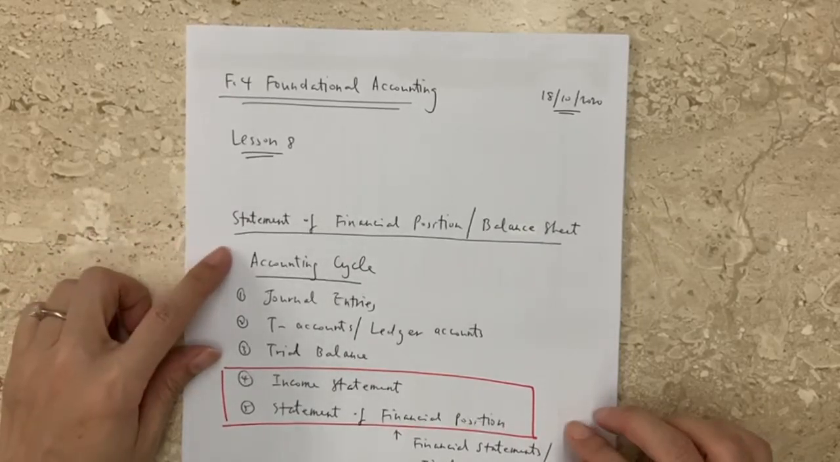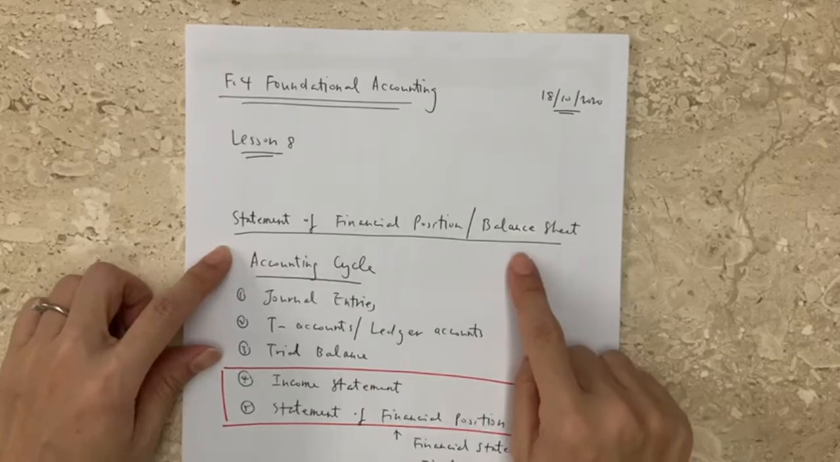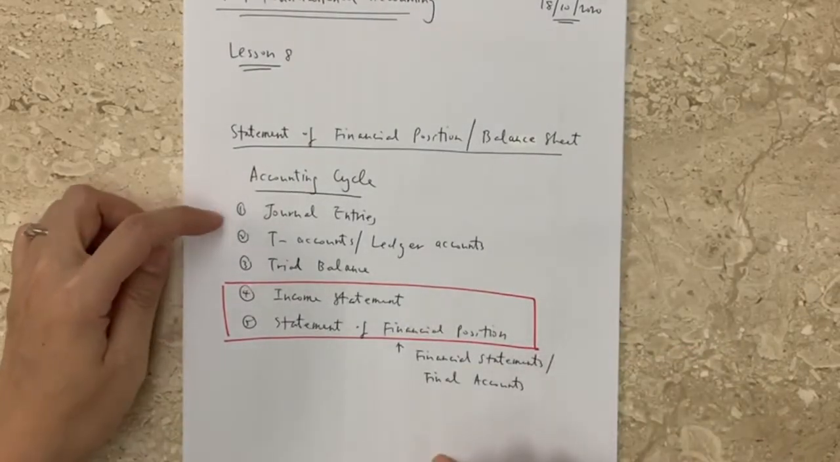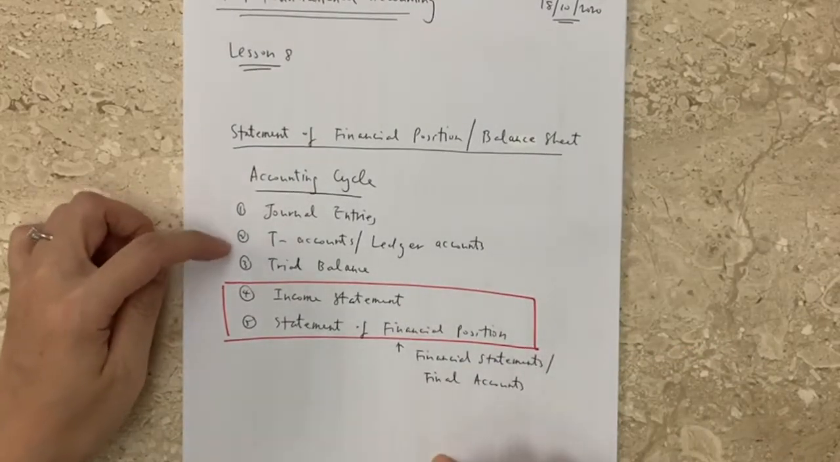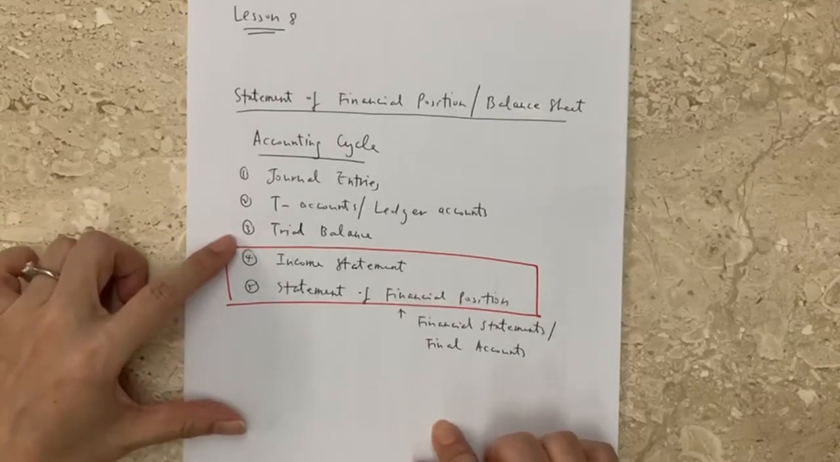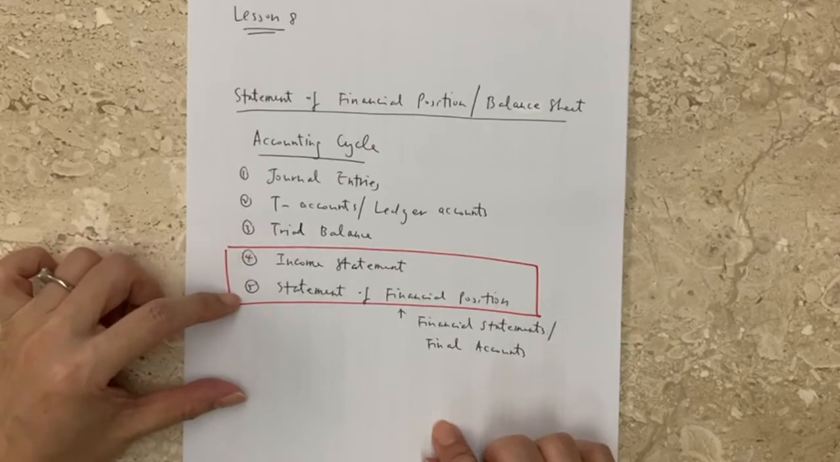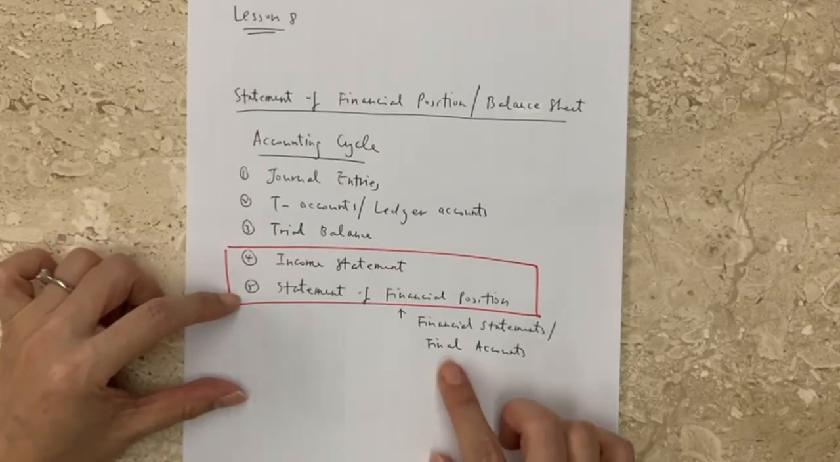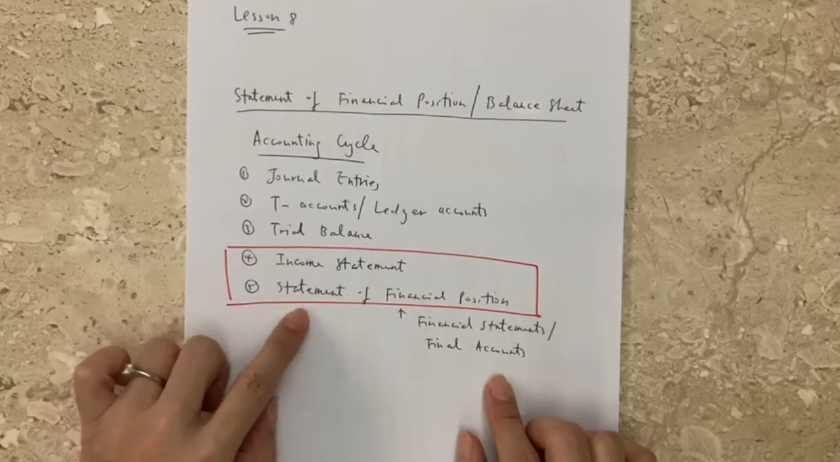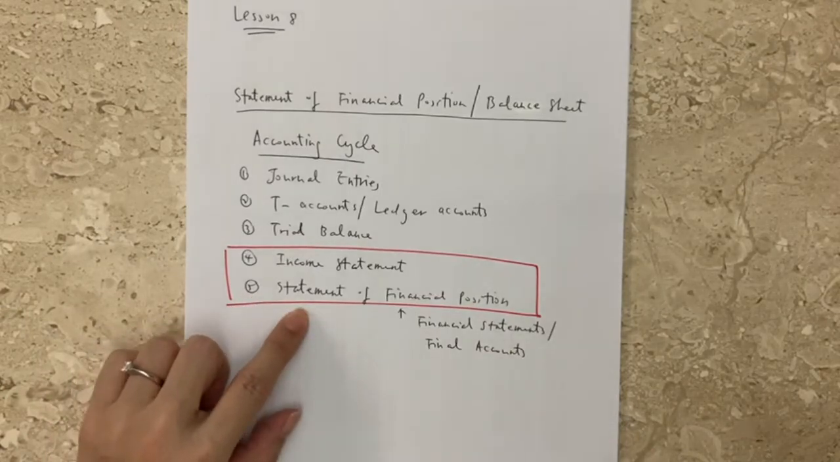Today's lesson is about statements of financial position, or in the old syllabus, we use the name balance sheets. Okay, so here again we have the accounting cycle. Step number 1, journal entries, and then we do posting into the T accounts. And next we have the trial balance, and 4 and 5 are the financial statements or the final accounts. Now today's lesson is this number 5, statements of financial position.